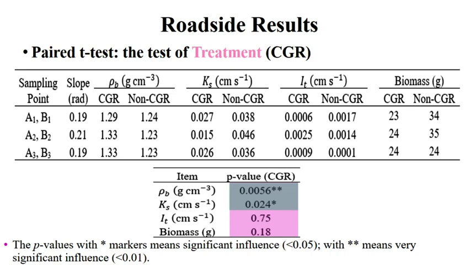And to answer your next question, why CGR has a significant increase in plant biomass and the seedling emergence rate? It's a really good question. So that's why I want to do a further experiment. I want to see what the soil pH and soil EC are for the greenhouse study.